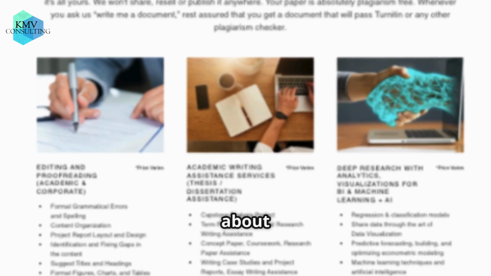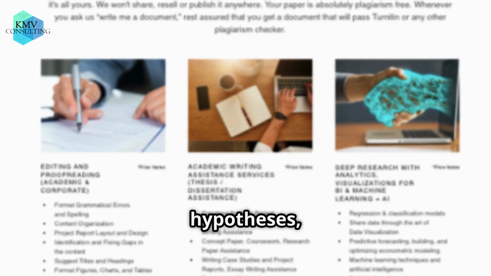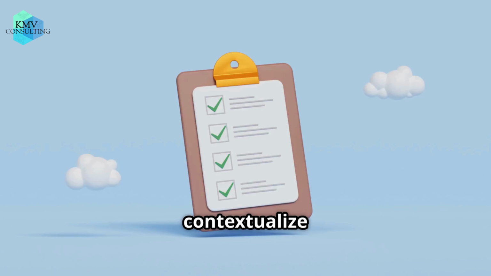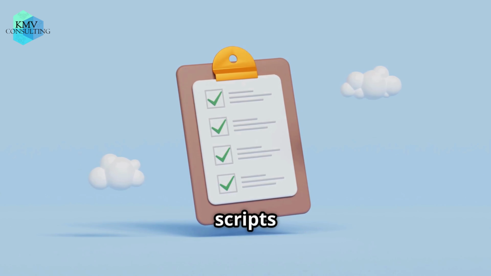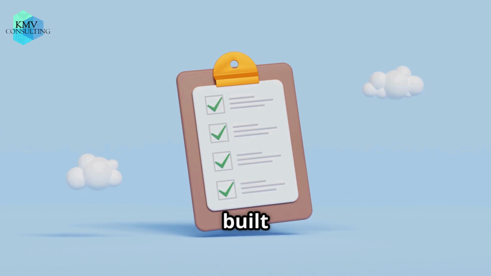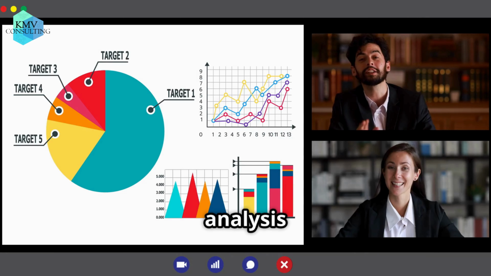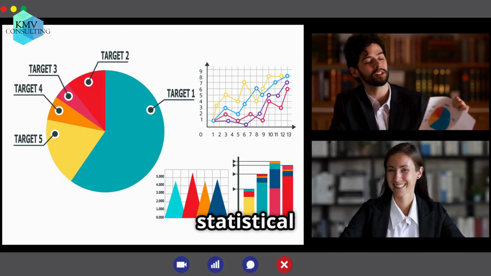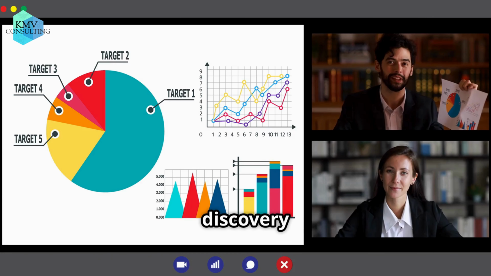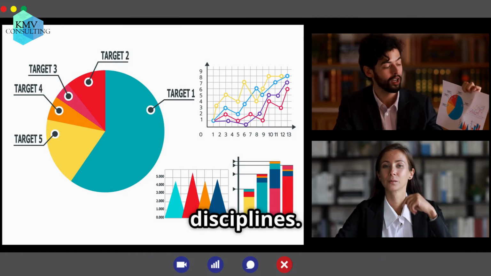Good research isn't just about software. Pre-register hypotheses, comment your code, and contextualize p-values. Sharing your scripts ensures your findings can be verified and built upon. From social trend analysis to clinical trials, these statistical tools accelerate discovery and deepen understanding across disciplines.